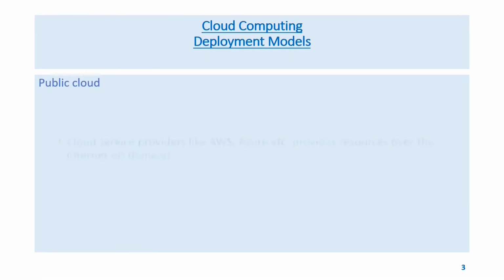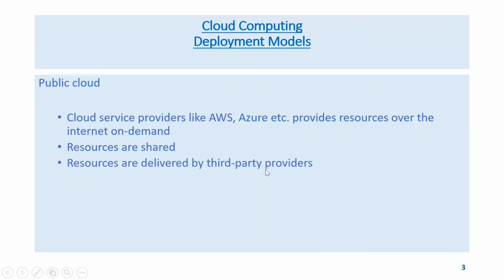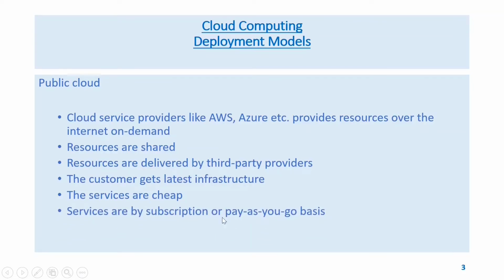Public cloud. Cloud service providers like AWS, Azure, etc. provide resources over the internet on demand. Resources are shared. Resources are delivered by third-party providers. The customer gets latest infrastructure. The services are cheap. Services are by subscription or pay-as-you-go basis.